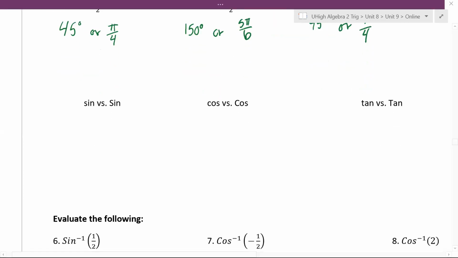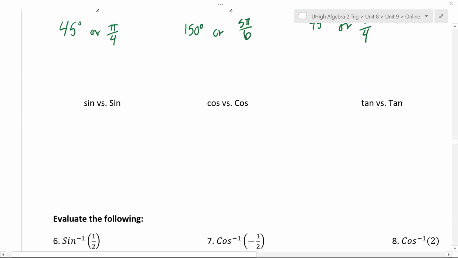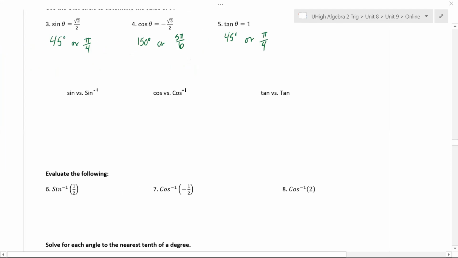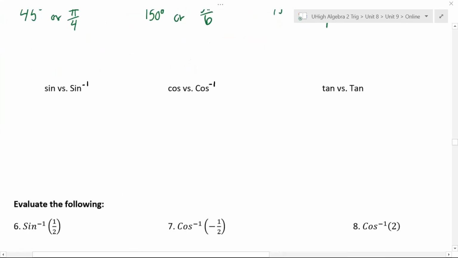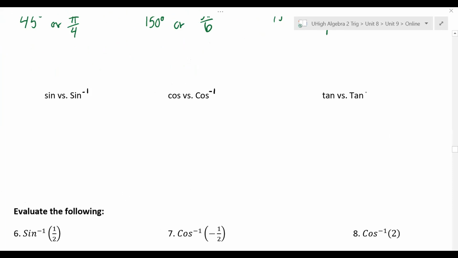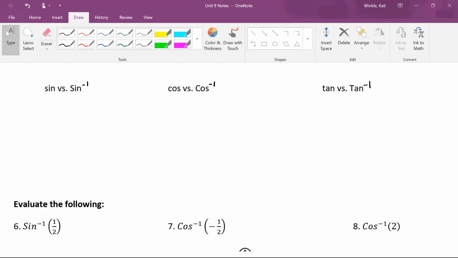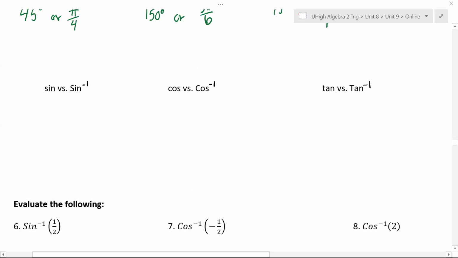What I want to do in this next part is talk about the difference between each of our trig functions and their inverse. On the notes, it didn't end up copying the inverse symbol that we use, so if you could just draw that in on your notes, please do that. We're wanting to talk about the difference between sine and inverse sine, cosine and inverse cosine, tangent and inverse tangent.